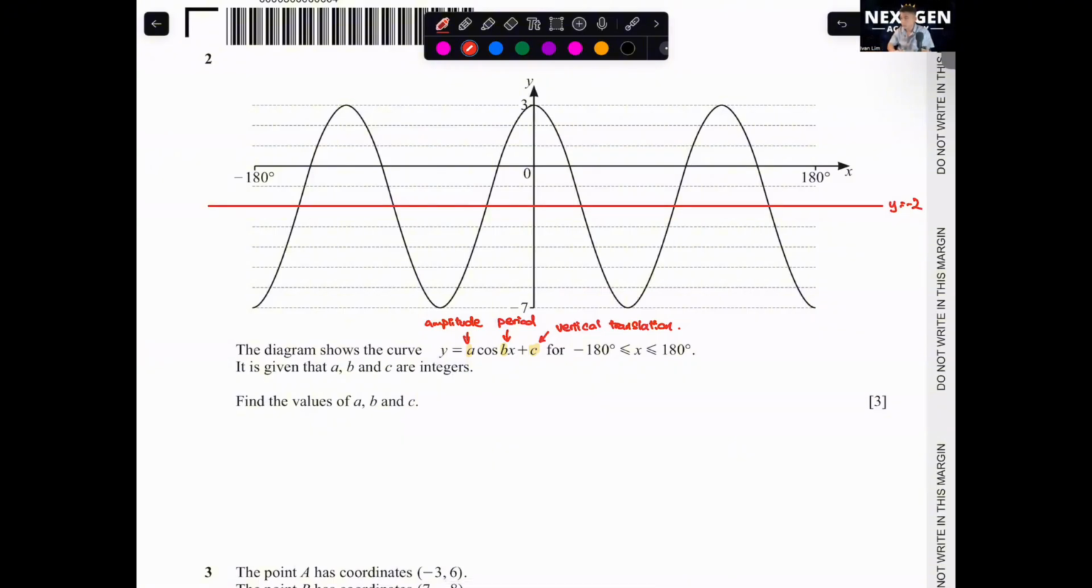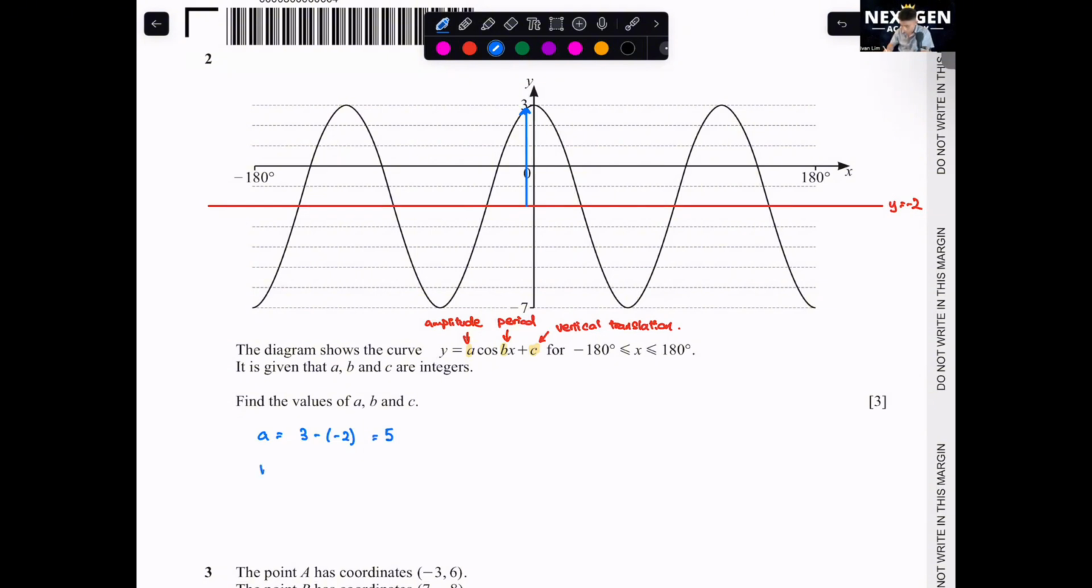Okay, why we start from here? We can find the a value first. Okay, a is from here to here, the center to the highest or the lowest point. So we can say that a is 3 minus negative 2, which is equal to 5. You don't have to write the working. This one, you just write the answer also, is fine.